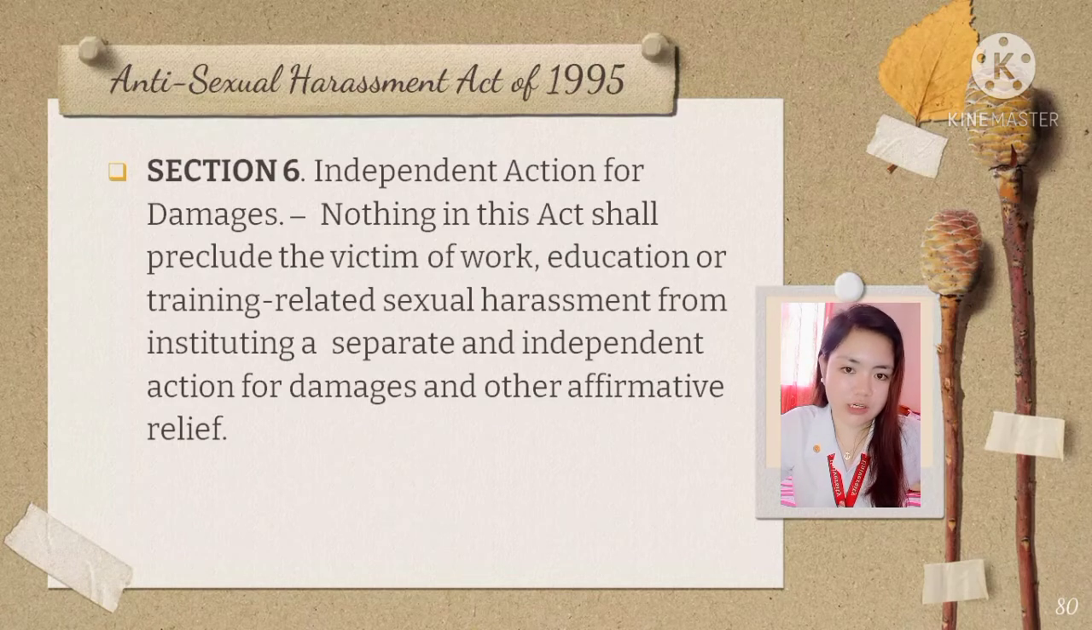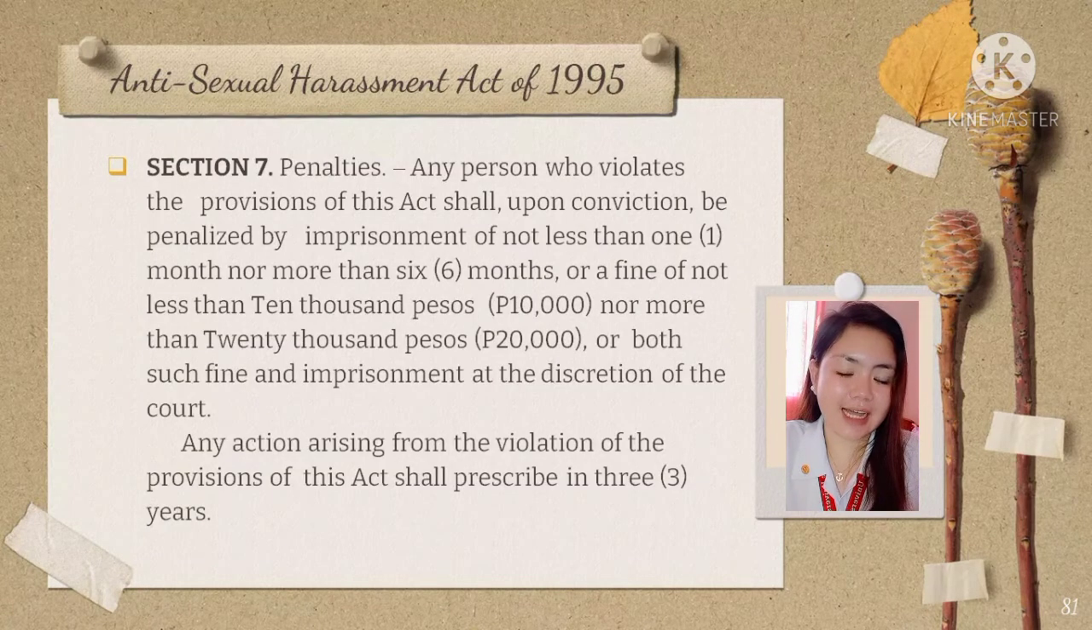Dito naman sa Section 7, nakasaad yung mga penalties dun sa mga taong nag-commit ng sexual harassment. First is na pwede silang makulong ng not less than 1 month or not more than 6 months. Or pwede silang magbayad ng 10,000 pesos or not more than 20,000 pesos. Or both the fine and imprisonment. Depende sa paghuhusga ng korte. Any action arising from the violation of the provisions of this Act shall prescribe in 3 years.